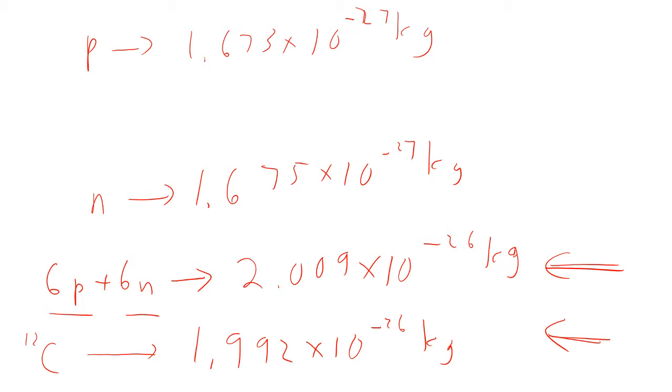That means that if you take 6 protons and 6 neutrons and put them together, they weigh less than 6 protons and 6 neutrons separately. And so the difference, the delta M, is 1.7 times 10 to the minus 28 kilograms. Now, that's not a lot, but there shouldn't be any difference here. So that means that we obviously have a problem.